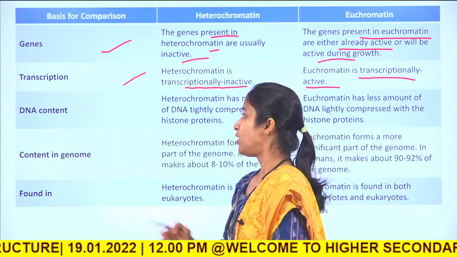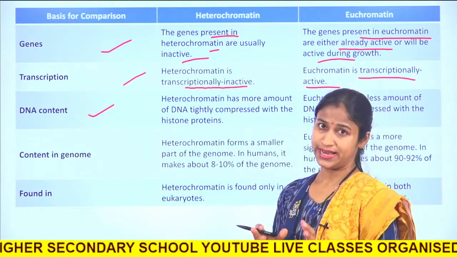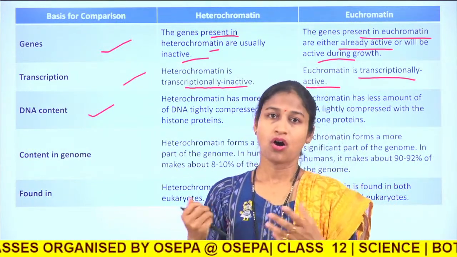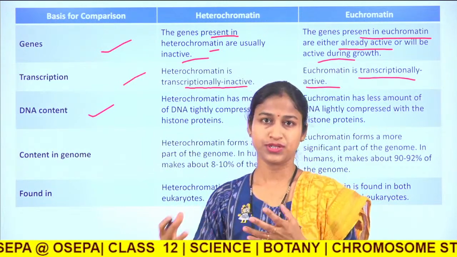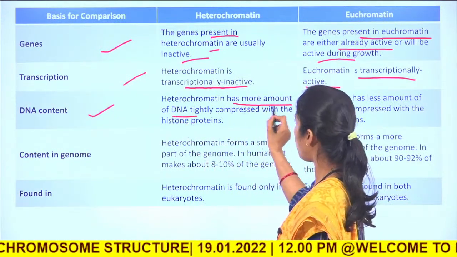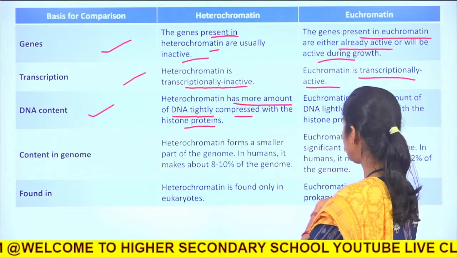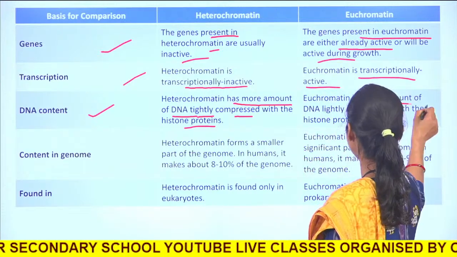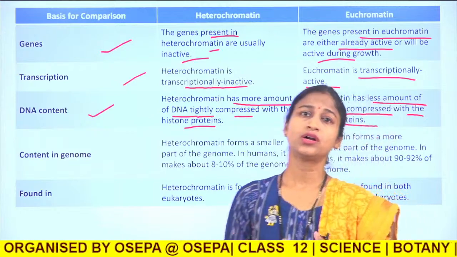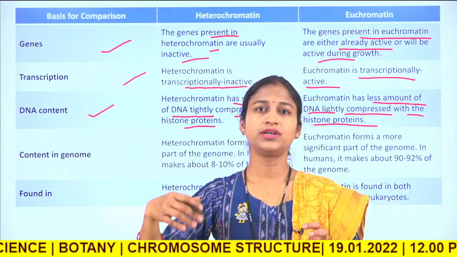transcriptionally active. Now, regarding the DNA content, heterochromatin has more amount of DNA. Obviously, as it is very tightly packed, tightly compressed or condensed, there would be more and more DNA. So the DNA content is more, with this greater amount of DNA tightly compressed with the histone proteins, and we already have discussed this. Euchromatin has less amount of DNA lightly compressed with the histone proteins. Why so? Because in order to undergo the active process of transcription, they have to be lightly bound with the histone proteins.